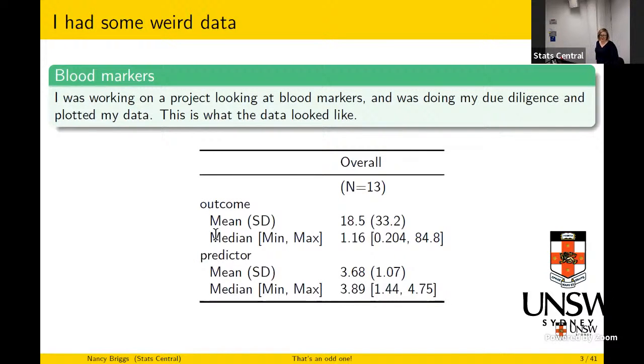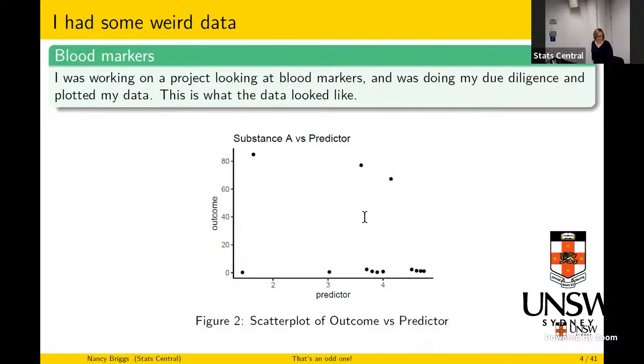And you can see the huge discrepancy in the descriptive statistics here, where the outcome has this maximum value of almost 85, and the minimum value of 0.2, and the median of 1. So you can see that there is quite a huge difference there, and the mean of 18.5. So you can see that the arithmetic mean is really quite influenced by those extreme values.